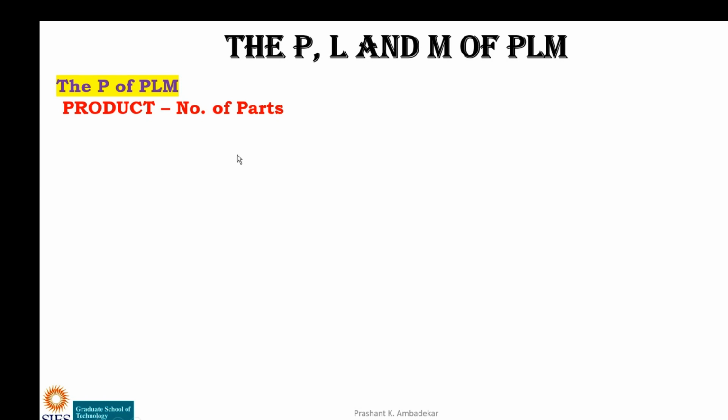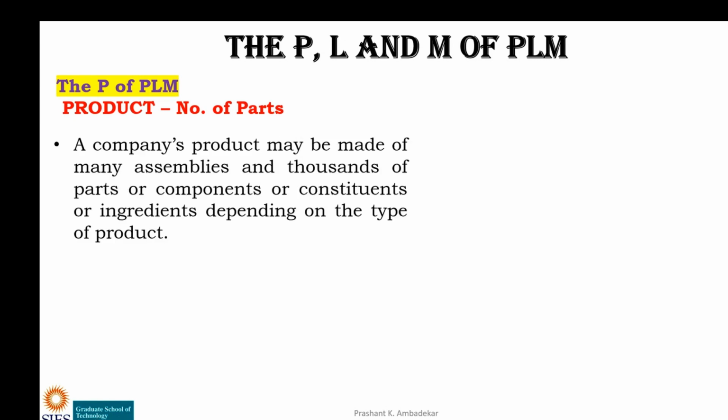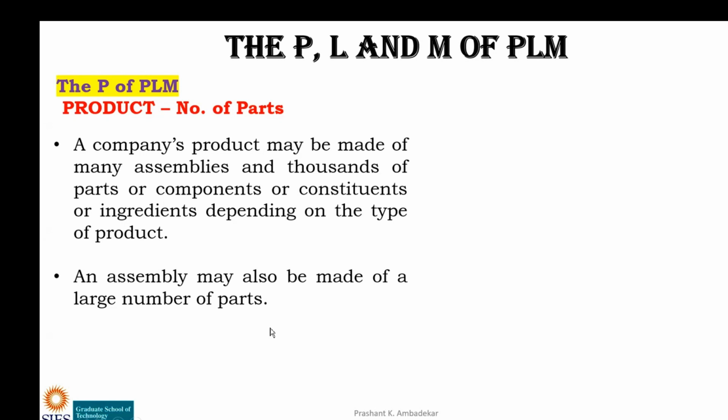Then there is another factor of the product, the number of parts. A company's product may be made up of many assemblies and thousands of components. If you think about a car, there are thousands of components. If you think only of a suspension system or only of a gearbox, there are so many components. If you take the example of a laptop, or a spectacle, a small spectacle may have so many parts in it. An assembly may also be made up of a large number of parts.